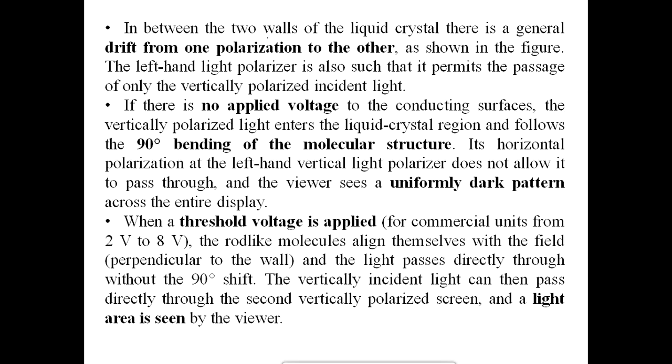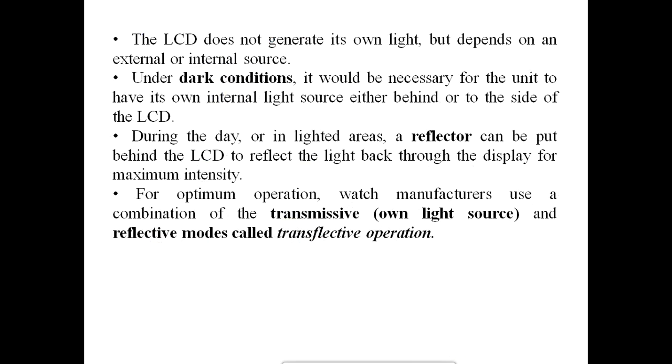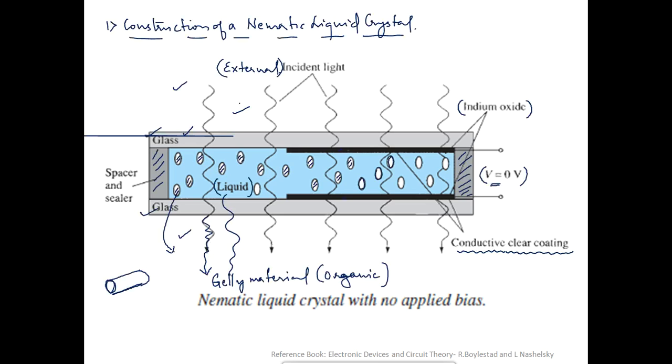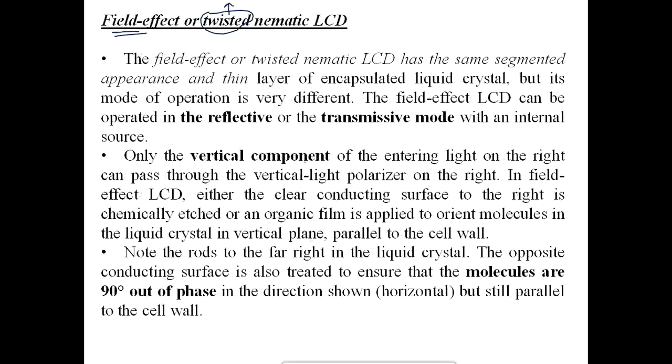So what did we do so far? We discussed two different variants of LCD. The first one was dynamic. That's a simplistic diagram of a dynamic LCD wherein you have a frosted region and a clear region. Without any application of the bias there is absolutely no problem. When you apply external bias, you will get two different regions: the first one is the clear region and the second one is the frosted region.